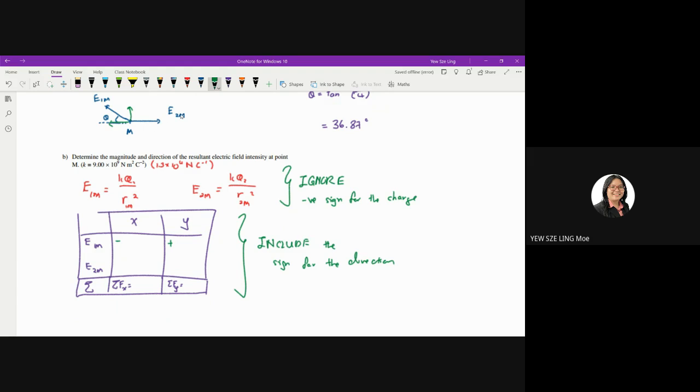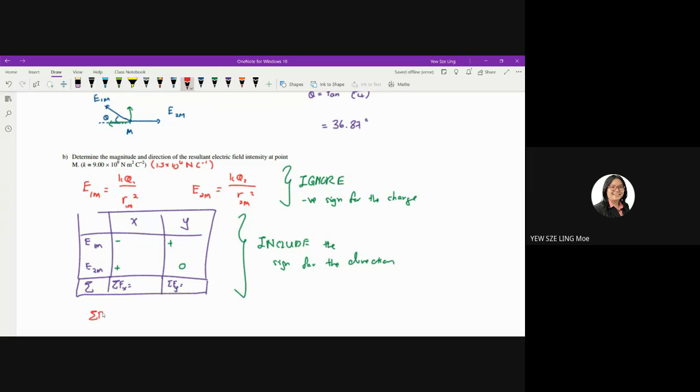When it comes to E2M, E2M is lying on the X component and it is heading to the right hand side. Therefore, it is a positive direction. Since it's lying on the X component, the Y component is equal to 0. So that is the table. That is the sign convention that you're going to use in a table. Once you have all these values, you can then proceed to the resultant vector.